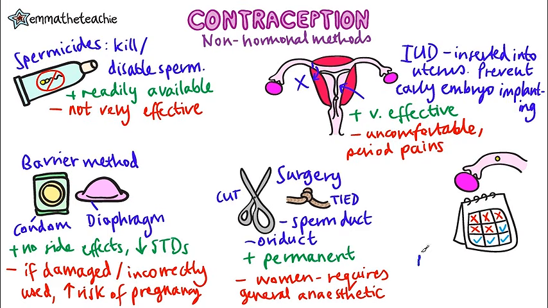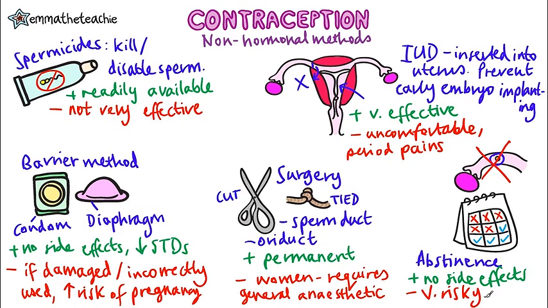The final method is abstinence. This is making sure that you don't have sexual intercourse when the egg is in the oviduct. The advantage to this is that it's got no side effects whatsoever, but the disadvantage is a big one. It's really risky and you have a high risk of getting pregnant with this method.